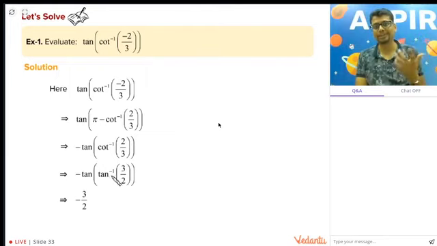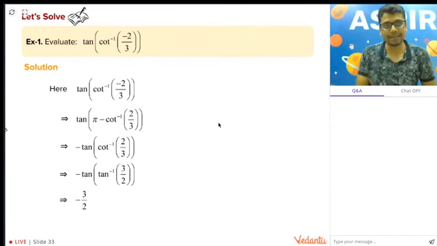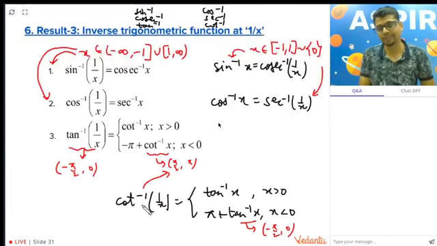Tan of tan inverse 3 by 2 is what? 3 by 2. So that's it. Minus tan of tan inverse 3 by 2, minus 3 by 2, right? Or you could have used that one also. I mean, when x is negative, right? When x is negative, what about cot inverse 1 by x? It is pi plus tan inverse x, right? So it will be what?